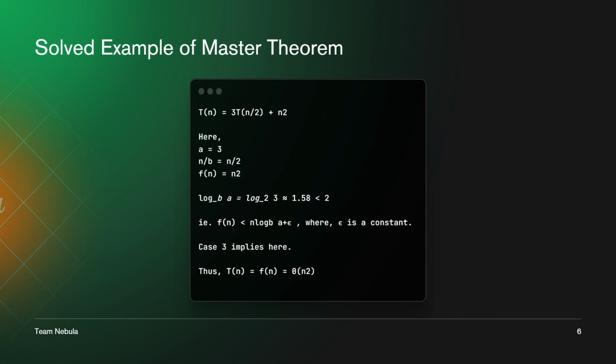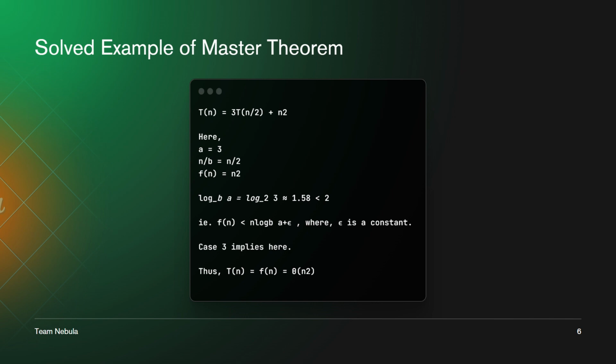Here's the formula we are working with. The time function T(n) = 3T(n/2) + n squared. Now, we are going to use the master theorem to understand how long this algorithm will take. First, let's plug in the values we have. a equals 3 because we are dividing the problem into 3 subproblems. n over b equals n over 2 since each subproblem is half the size of the main problem. f(n) equals n squared because that's the extra work we are doing.